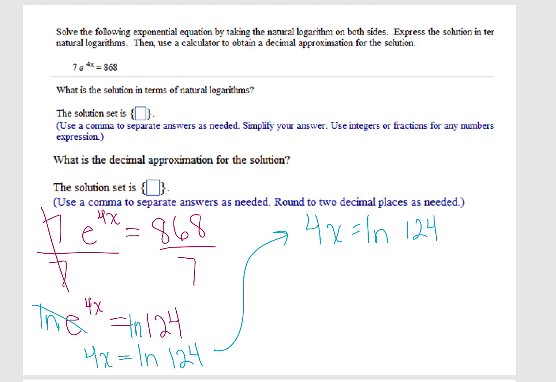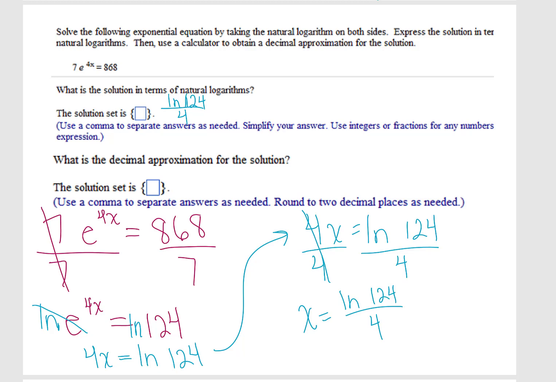I'm still going for what x is equivalent to, so isolating x, I'm going to divide by 4. Do that same thing on this side. I get x equals the natural log of 124 over 4. They asked me what the solution is in terms of natural logarithms. What they're saying is, okay, so if you weren't able to simplify your natural log to a straight integer, then what is the answer, the exact answer, right? And in this case, it was natural log of 124 over 4.